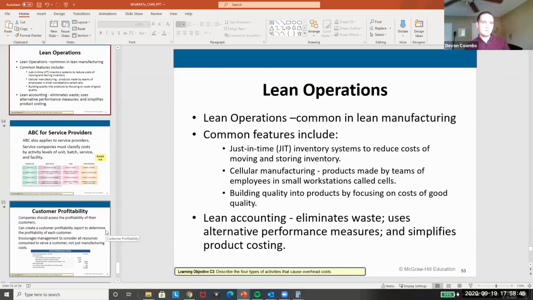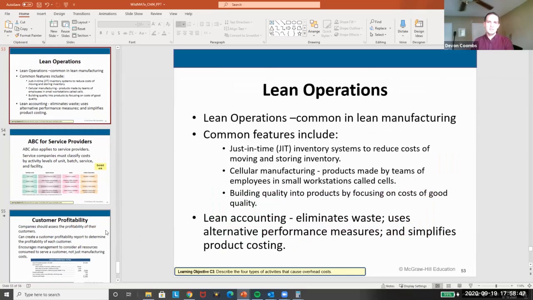Lean operations. These are just some more terminology. Lean operations just referring to this just-in-time. So when you think just-in-time manufacturing, you can think of lean operations as well. And the idea is to reduce costs, not store a lot of inventory, and then as products are ordered, you ship them out as quickly as possible and at high quality as possible.